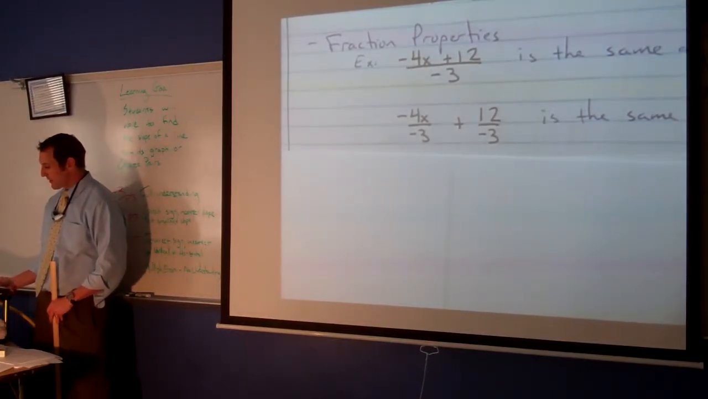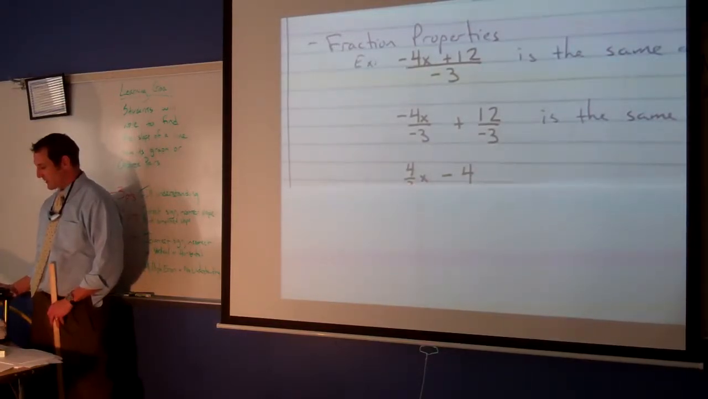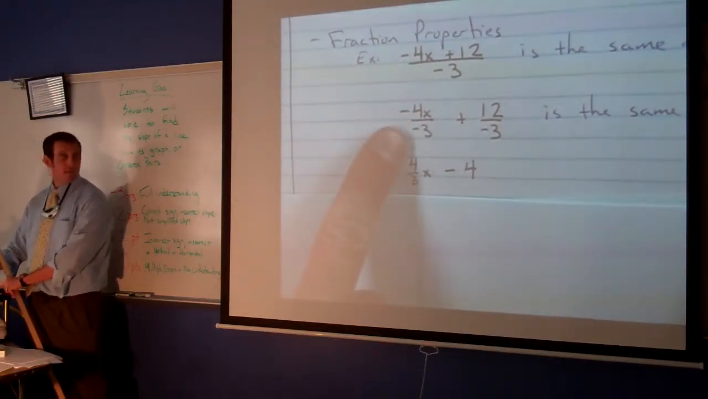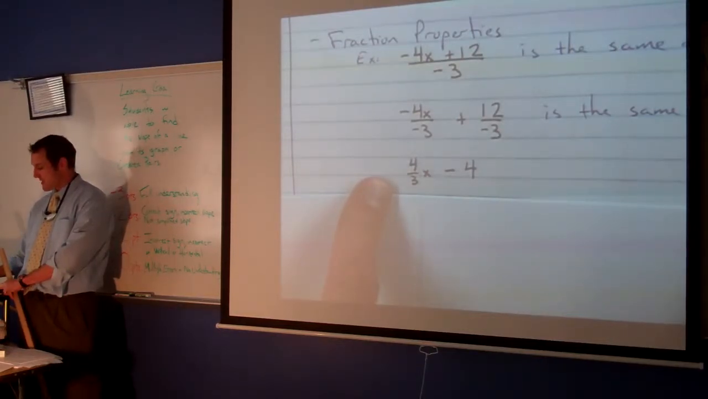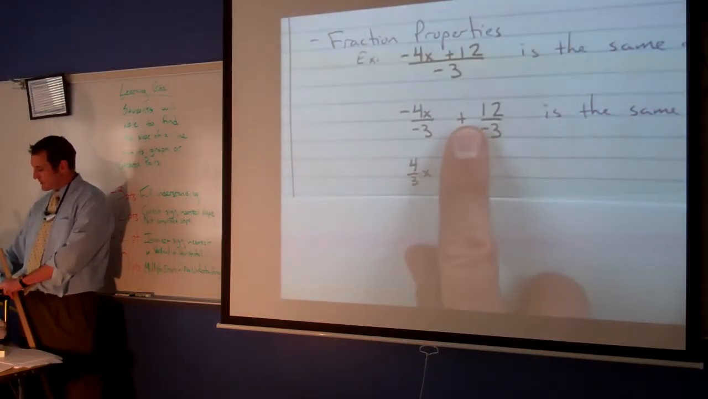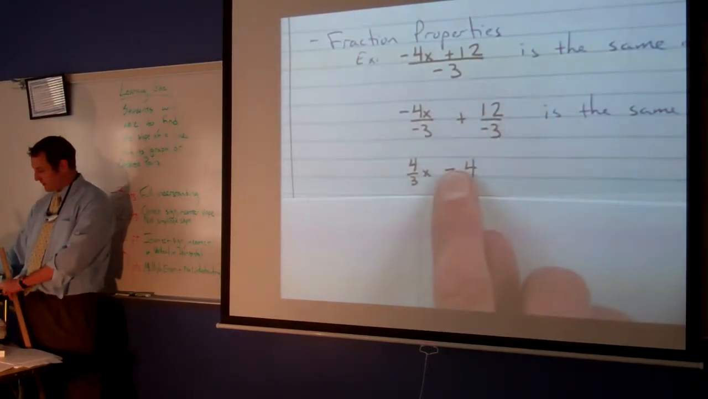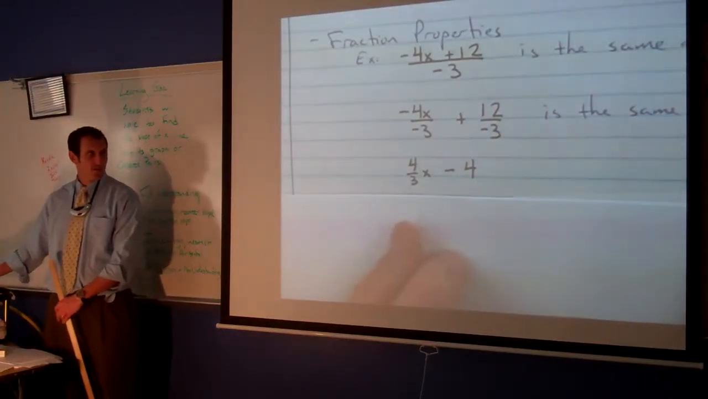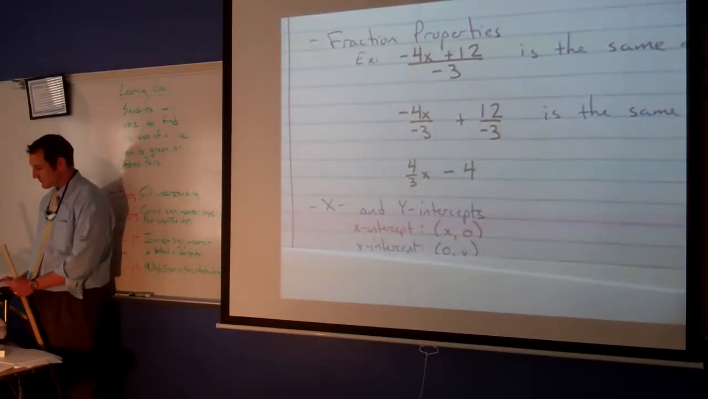The other piece of fractions we need to remember is simplifying. We have to remember that negative 4 over negative 3 is the same thing as positive 4 over 3. And plus 12 divided by negative 3, 12 divided by negative 3 is negative 4. Plus negative is just the same thing as negative. So we have to remember that part of fraction properties as well.